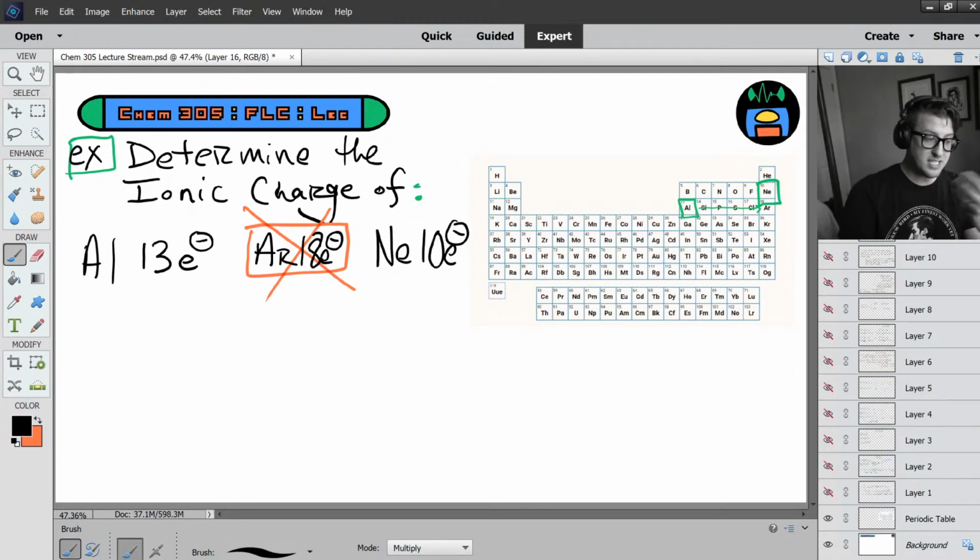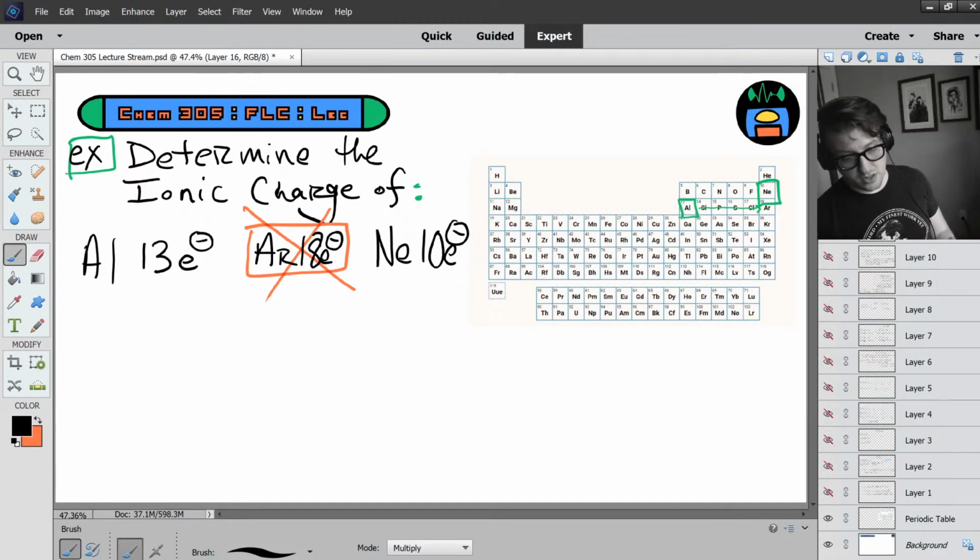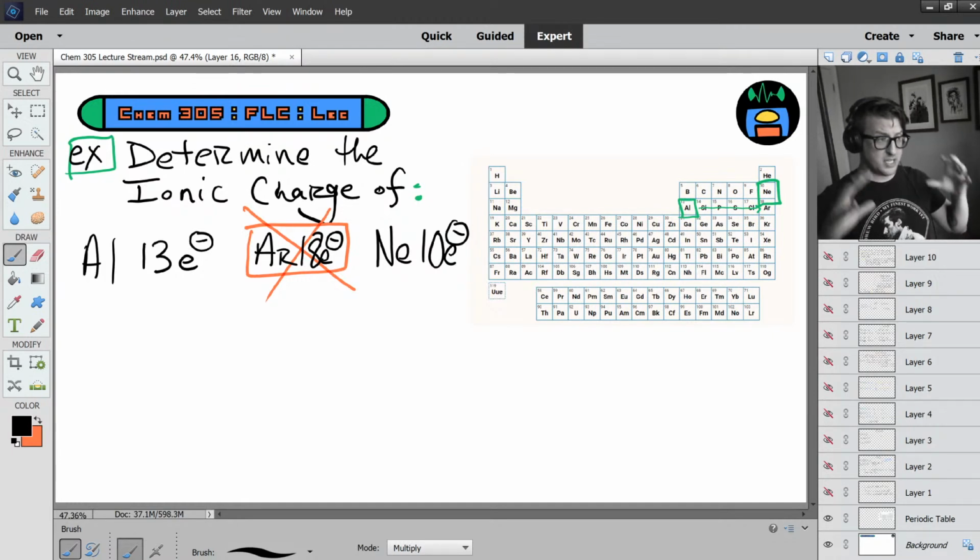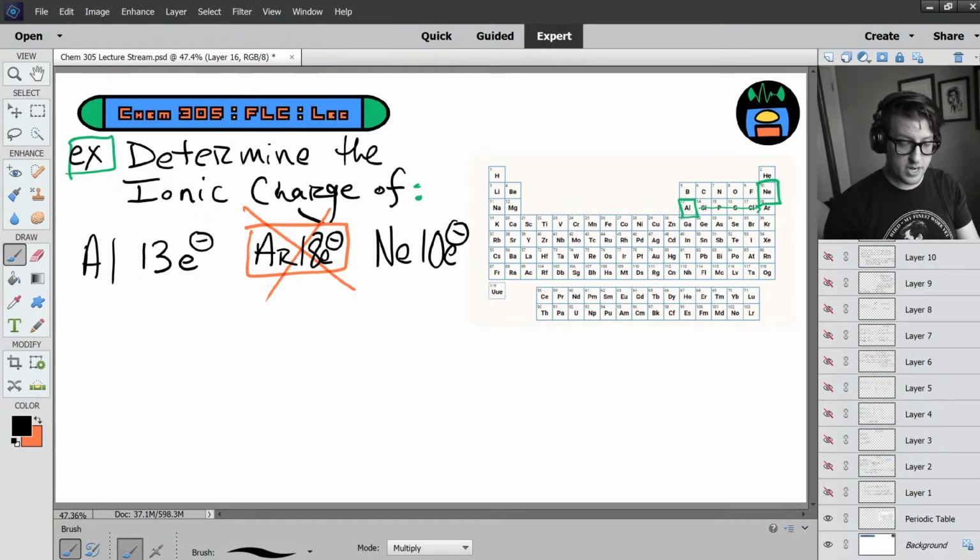Because look at it, neon has 10 electrons, it's 3 electrons away from aluminum. Argon has 18, it's 5 electrons away. So don't make the mistake of going like, oh, they look close. Actually look at the number of electrons. Neon is closer. All right.